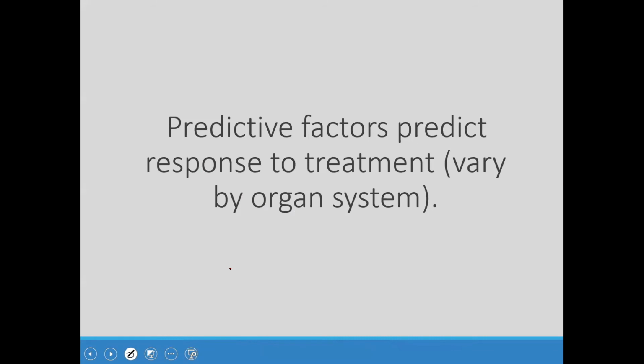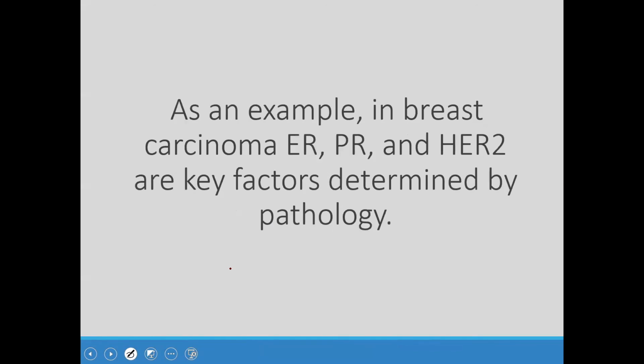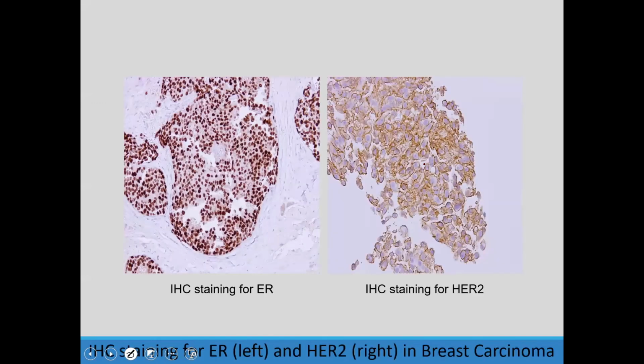We also determine predictive factors. Predictive factors are factors that predict response to treatment. So for example, in the case of breast, we will look at ER, PR, and HER2. These are key factors. And why we look at these is because if a patient has breast cancer that's ER and PR positive, they might respond to anti-estrogen agents. And if they have breast cancer that's HER2 positive, they might respond to specific antibodies against the HER2 growth factor receptor. The way by which we determine the presence of these is by doing something called immunohistochemistry. So on the left is an immunohistochemical stain for estrogen receptor in the nucleus. So this is the cancer.